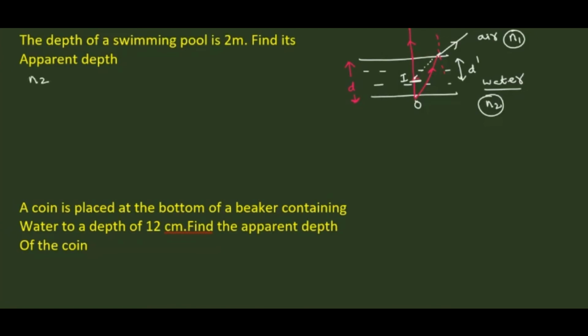Here n2 by n1 is equal to real depth by apparent depth. Always remember this formula: n2 by n1 is equal to real depth by apparent depth. Next, n2 means where is the incident ray? Consider that one as the n2 medium. Your incident ray is in water, so n2 is water. So in the place of n2, write the refractive index of water. n1 means the refractive index of air, is equal to real depth by apparent depth.